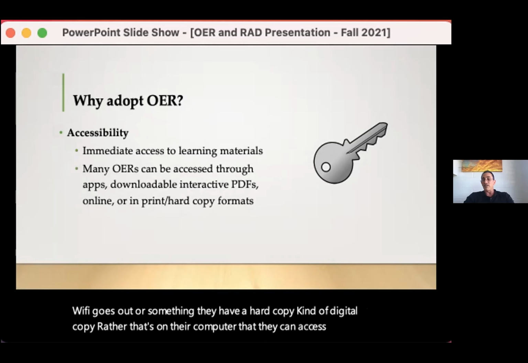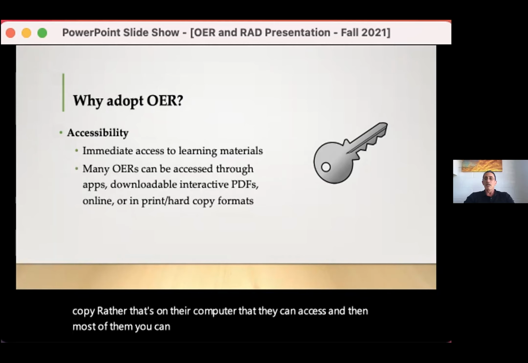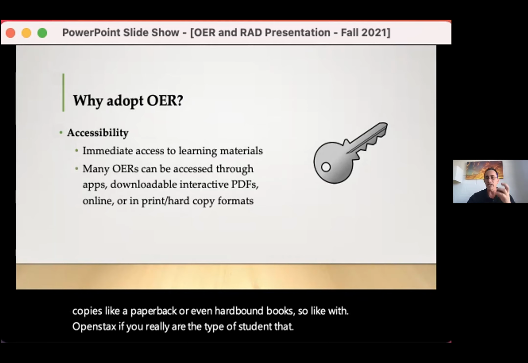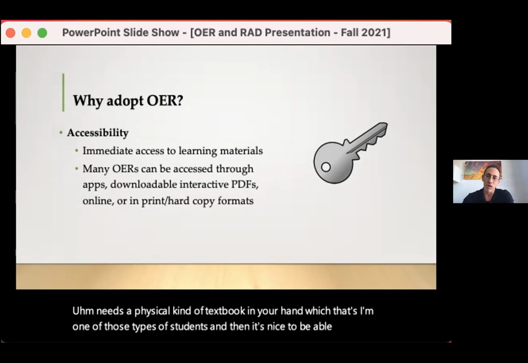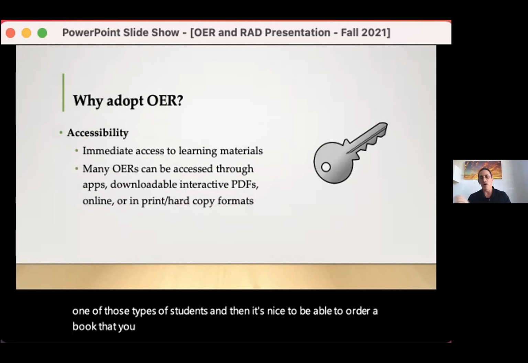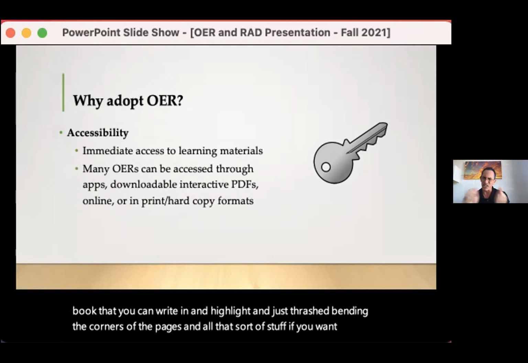And then for many of them, you can also order print copies, like a paperback or even a hardbound book. So with OpenStax, if you really are the type of student that needs a physical textbook in your hand, which I'm one of those types of students, then it's nice to be able to order a book that you can write in and highlight and bend the corners of the pages and all that sort of stuff if you want to. And just the feel of having a book in your hand.